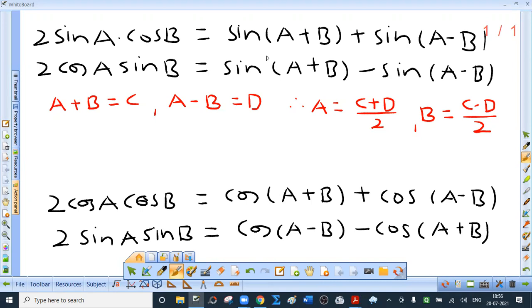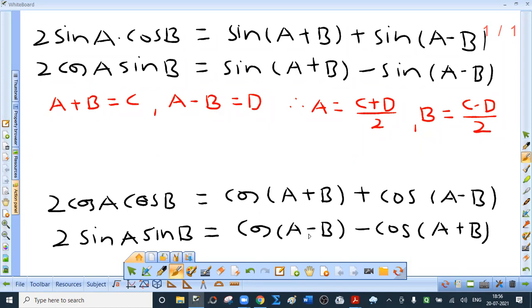What will be the second? Sin C minus sin D is 2 cos of C plus D upon 2, and replace B by what? C minus D by 2. So into sin of C minus D by 2. Formula number 3. Cos C plus cos D is 2 cos of C plus D by 2 into cos of C minus D by 2.